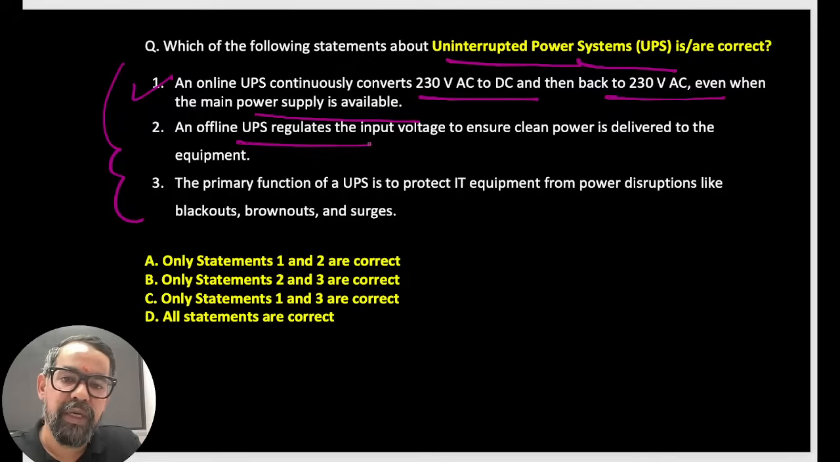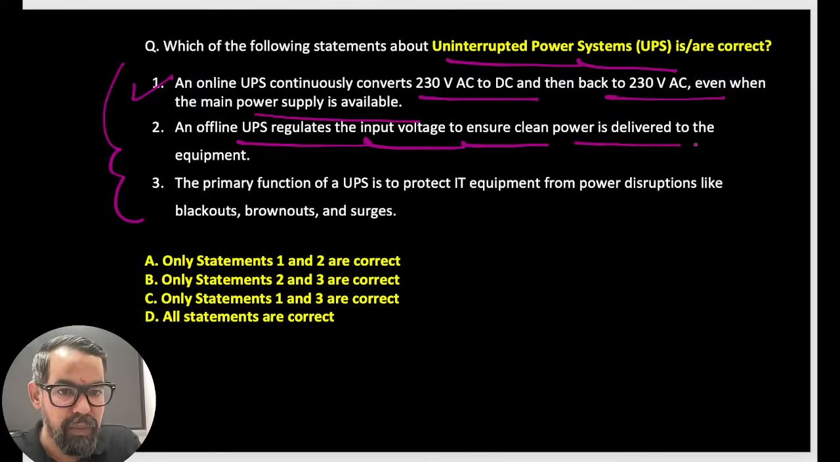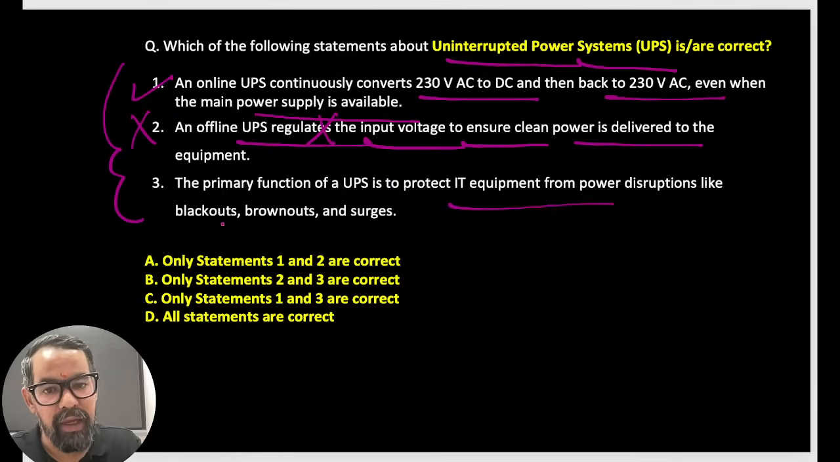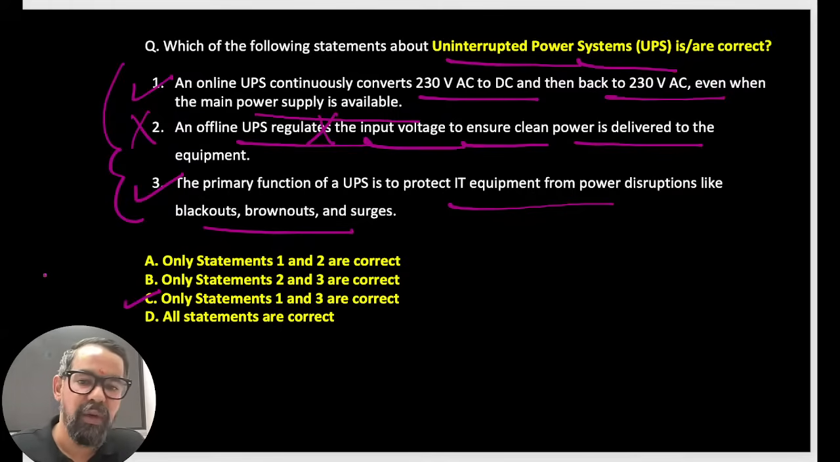An offline UPS regulates the input voltage to ensure clean power is delivered to the equipment. When it comes to offline, it does not regulate things, so it should be wrong. Third one, the primary function of UPS is to protect IT equipment from power disruptions like blackout, brownout and surge. Yes. So 1 and 3 means option C will be the right answer. Not D.